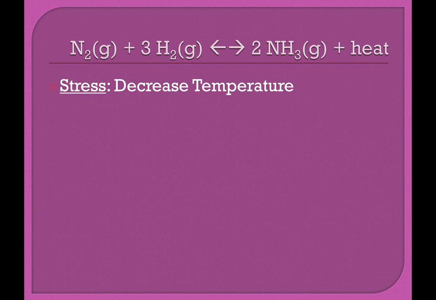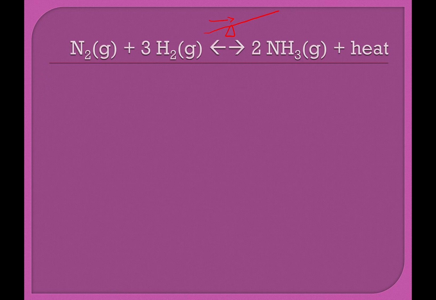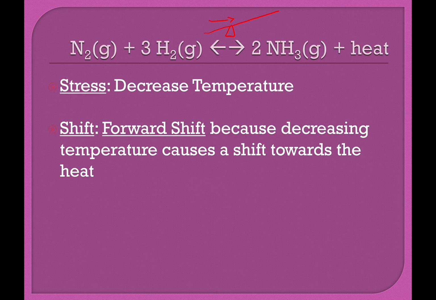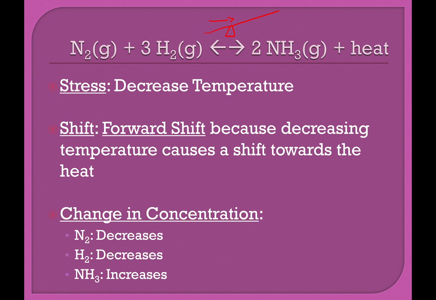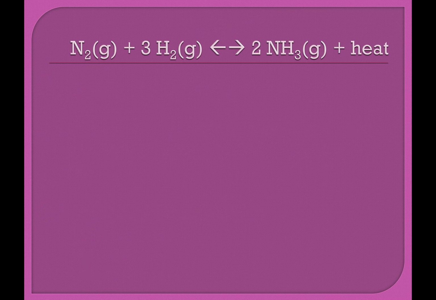For the opposite, a decrease in temperature, this will cause our seesaw to get lighter or higher up on the product side. This will require a shift to the right or a forward shift in order to bring that seesaw back down, because decreasing the temperature causes a shift towards the heat. A forward shift will use up our reactants, nitrogen and hydrogen, causing them to decrease in concentration and increase the concentration of ammonia.